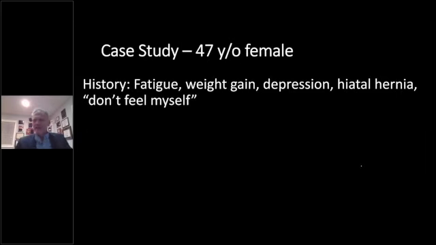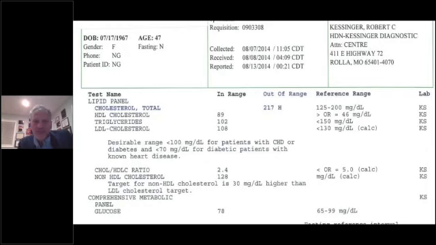And let's move on. Here is a 47-year-old female, has a history of fatigue, weight gain, depression. By the way, depression also goes with hypothyroid. Why is that? When you have low acetylcholine in the brain, you're going to have slow processing speed. Slow processing speed is a recipe for depression as well. And she said, I just don't feel myself. So let's take a look. We're going to look at some of her blood.